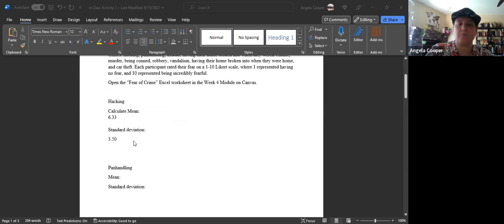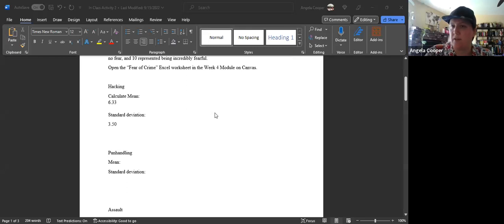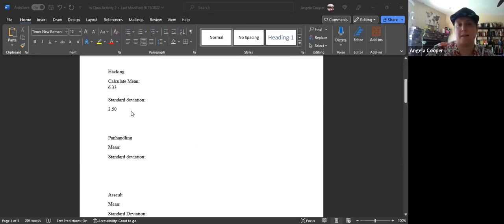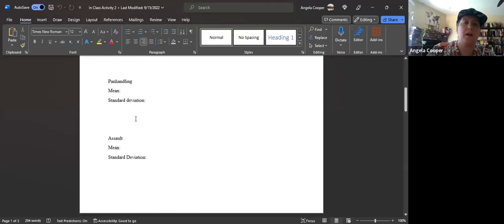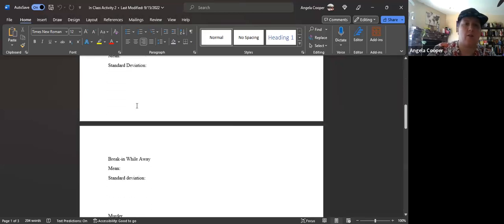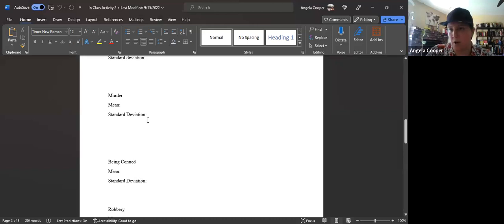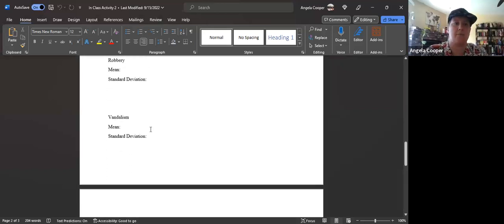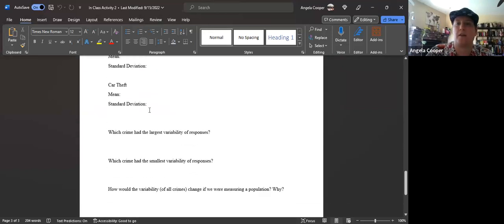So what I'll be asking you guys to do, and again, I'll show you some of it but not all, but you will need to complete this in its entirety, is to calculate the mean and standard deviation for each of the crimes. So here we have hacking. I already have this up for you just as a little preview, a little example. Then there's panhandling, assault, break-in while away, murder, pretty much all the crimes that were listed in the example above, all the way down to car theft.